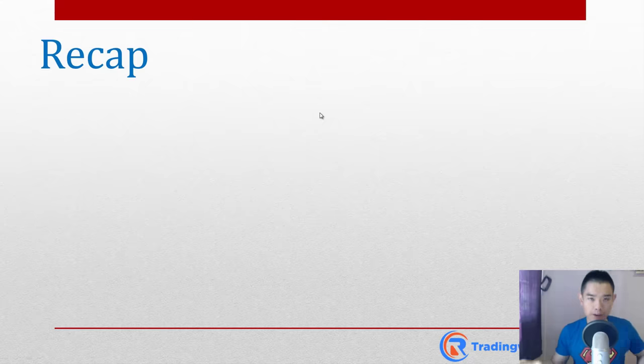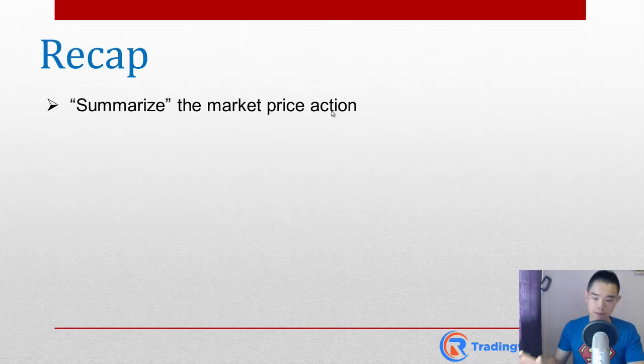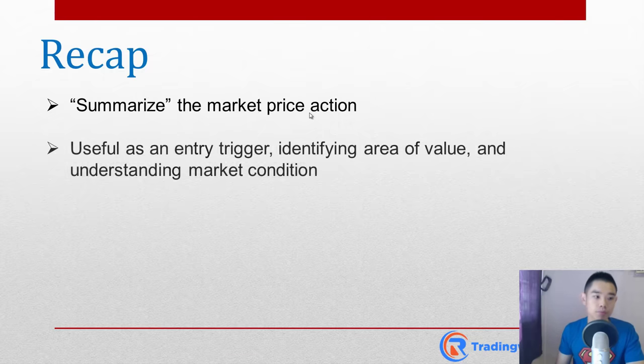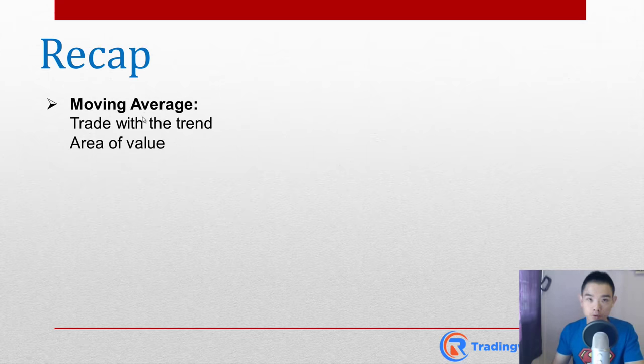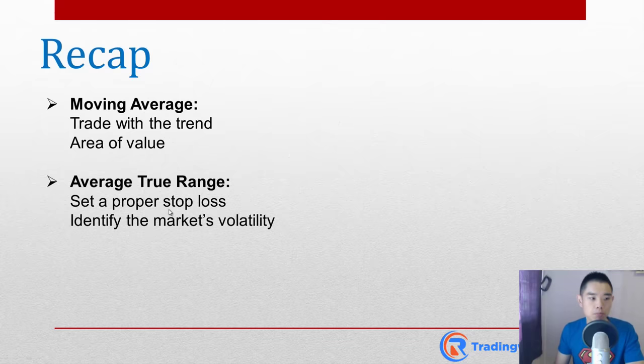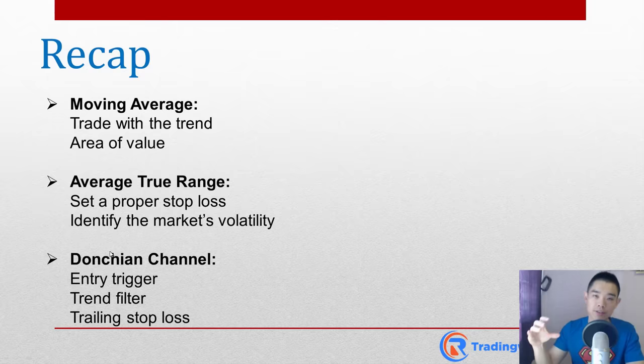So, quick recap, we have talked about indicators in this section. Number one, indicators pretty much summarize the market price action by applying a formula to the historical data. They can be used as an entry trigger, identifying an area of value, and even to help you understand the market condition. We talked about moving average, it can help you trade with the trend, help you define an area of value. In fact, it can even help you trail your stop loss. I didn't include that because the Donchian channel pretty much meets that need, but moving average can do that. Average true range can help you set a proper stop loss and define the market's volatility. And the Donchian channel can serve as an entry trigger, trend filter, and a trailing stop loss.